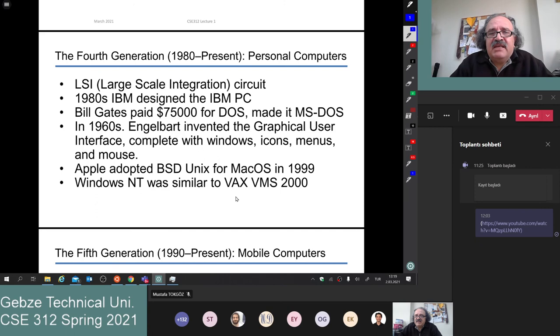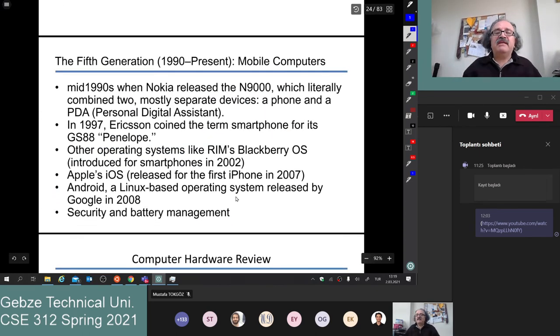Of course, everything is getting larger, so we have to adapt it. But the Unix operating system that was designed for the computers of the 1960s was perfectly good for running on these kinds of computers. And then came the fifth generation computers from the 1990s, mobile computers.